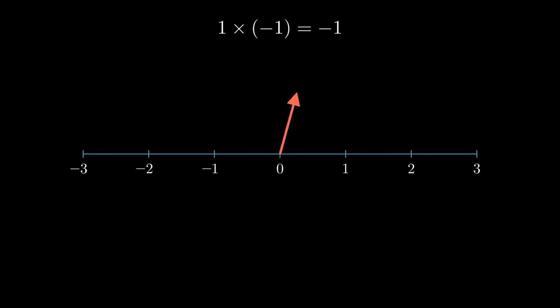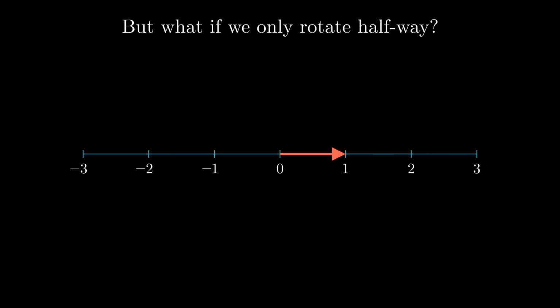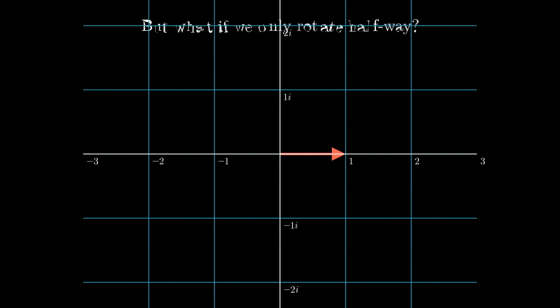There is something else as well. What happens when you multiply a number with a negative counterpart? It just simply turns 180 degrees. What if we only rotate halfway? And that's exactly what imaginary numbers do. They rotate a number halfway, and then when you multiply by i again, you turn a complete 180 degrees. So i is basically like a command that forces you to turn by 90 degrees.